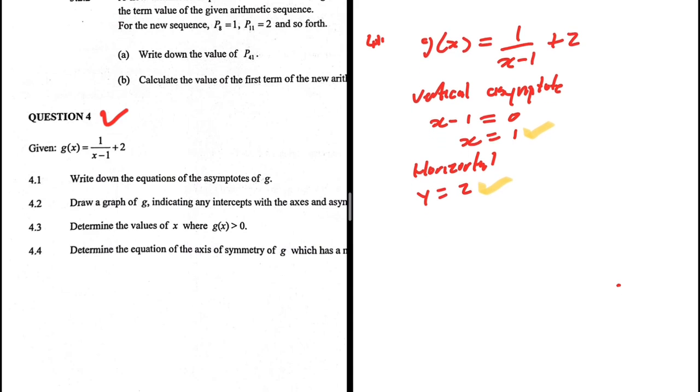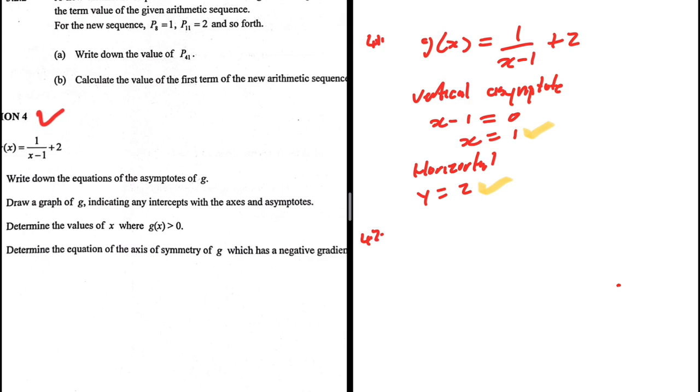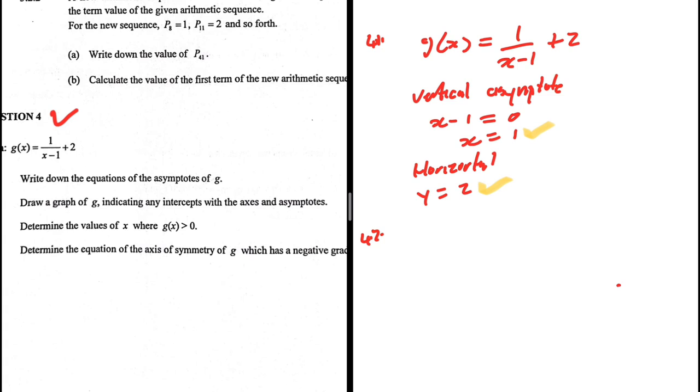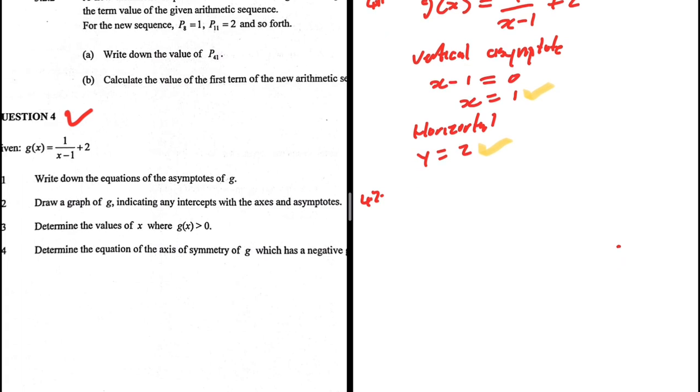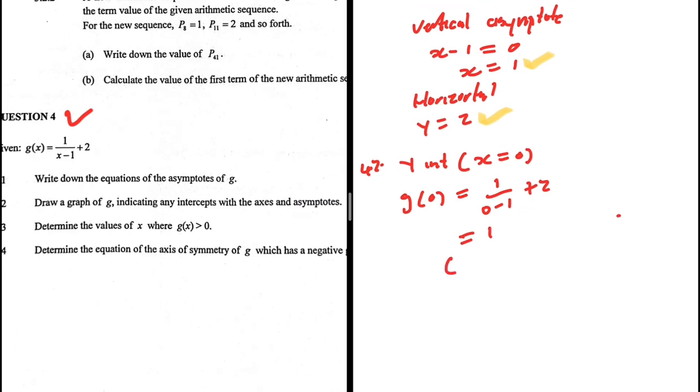4.1 done. Let's take a look at 4.2. Draw a graph of g indicating any intercepts with the axes and asymptotes. Okay, we need to draw this graph. We already have the asymptotes, we just need the intercepts now. Let's start with the y-intercept. So for the y-intercept, we know that x is equal to 0. So we're going to have g of 0 being equal to 1 divided by 0 minus 1, plus 2. So 1 divided by minus 1 is minus 1, plus 2 is positive 1. So our y-intercept is the coordinate where x is 0 and y is 1.